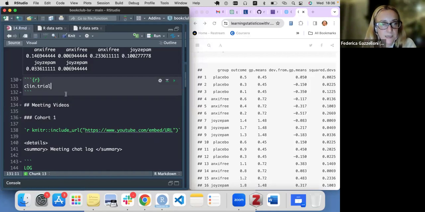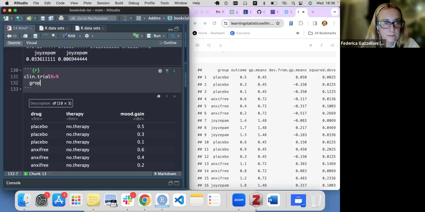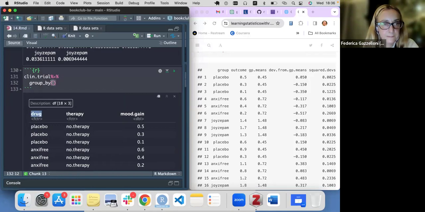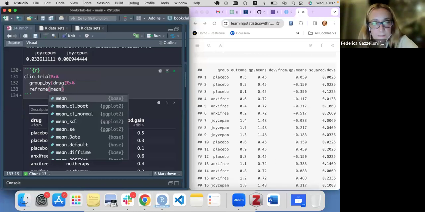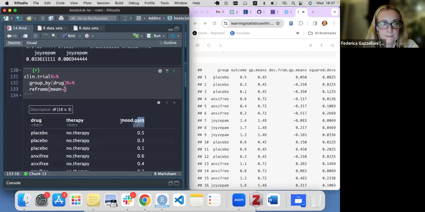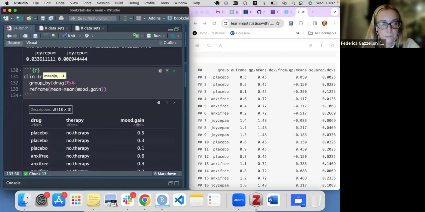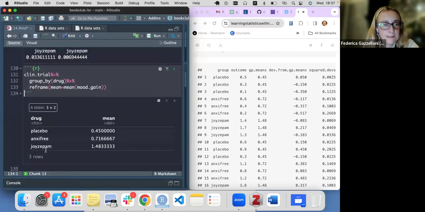Take the clinical trial, which is this, and then what we do is grouping. Group by drug, and then summarize and calculate the mean of the mood gain. Okay. So as you can see, these are the values, but then they are grouped.